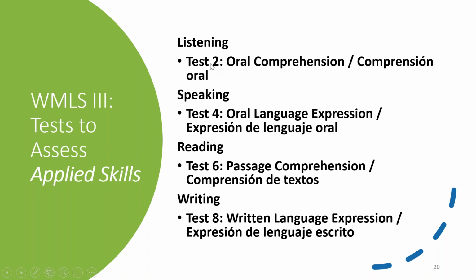And as you would imagine, all of your even numbered tests are those that assess those applied skills. So test 2 is oral comprehension. That's testing that applied skill of listening. Test 4 is oral language expression, which is looking at applied skills of speaking, and then passage comprehension for reading, and then written language expression is for writing.